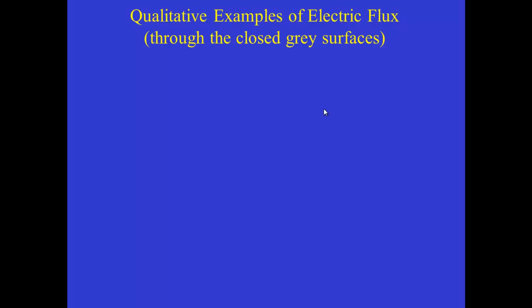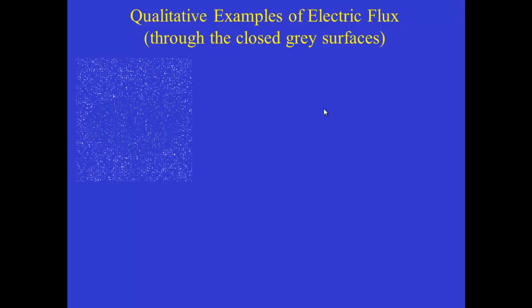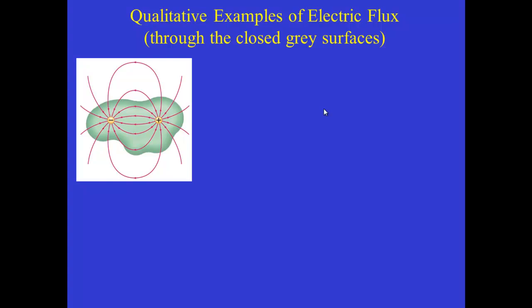Now, qualitatively, we can see that this flux is related to the charge itself, whose electric field we're talking about. For example, imagine this gray closed surface within which we have two equal and opposite point charges, one positive, one negative. If we count the field lines that come out through the surface and then count the field lines that come in through the surface, we see the same number. And so as a result, the flux through that closed surface is equal to 0.